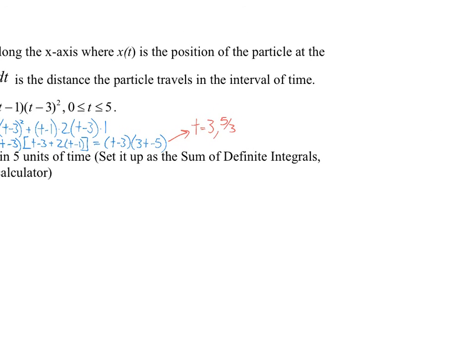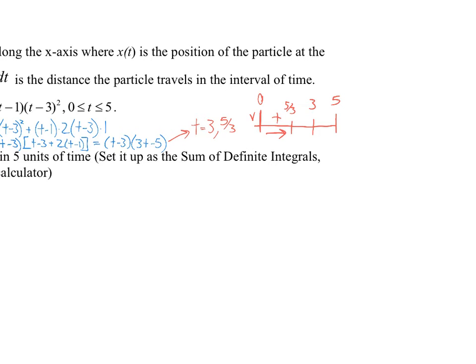Okay? So let's get ourselves a little sign diagram. Look at our velocity from 0 up to 5. We'll put 3 here and 5/3 right here. If I plug different values into my velocity, if I plug in a 1, I'll have 1 minus 3, which is negative. 3 times 1 minus 5 is negative. Negative and negative is positive. So there I'm moving to the right.